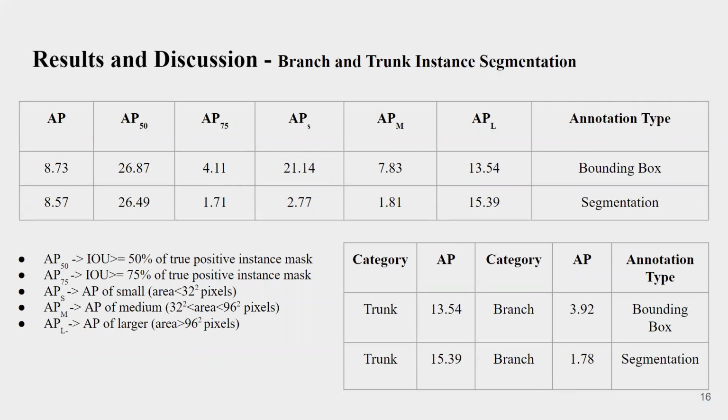The bounding box detection and segmentation tasks are comparable for AP, AP50, and AP75. But when the area expands, the AP scores for segmentation improve. For APS, APM, and APL, the values are 21.39, 7.83, and 13.54 respectively. In the bottom table, it can be seen that the average precision score is better for segmentation compared to bounding box for trunks, and it is the opposite for branches.